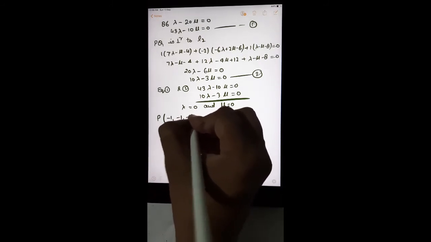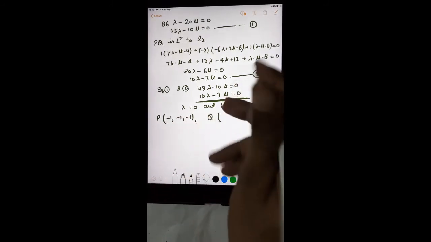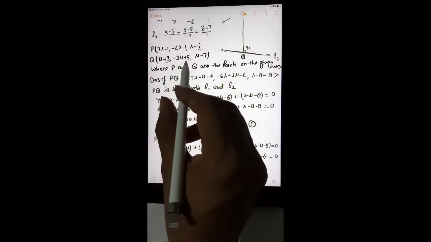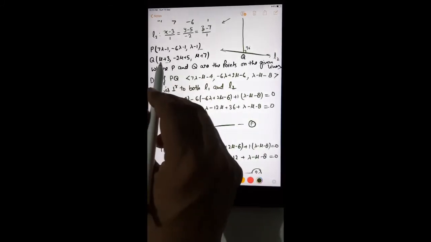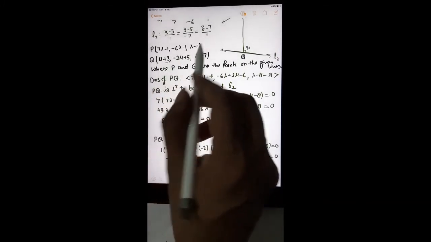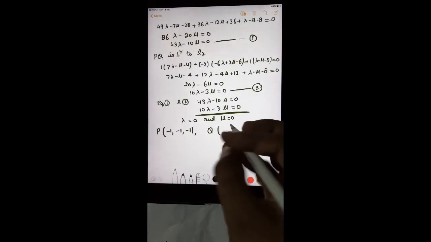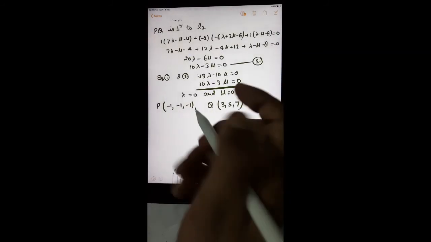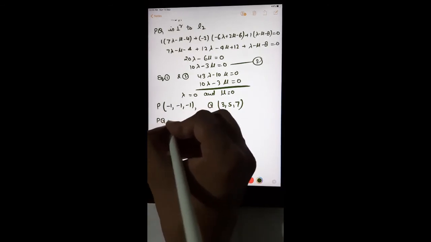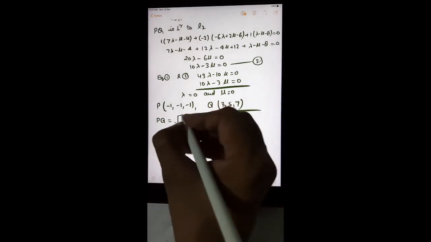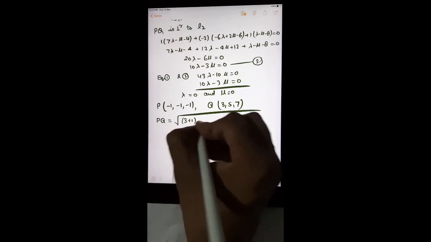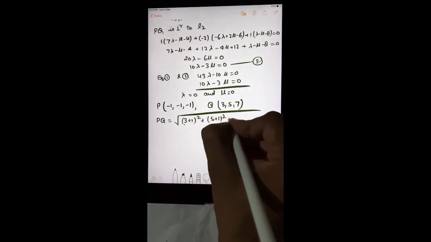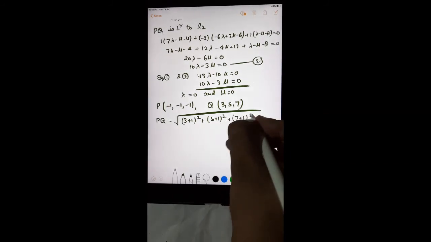And the coordinates of Q we have taken as mu plus 3, minus 2 mu plus 5 and mu plus 7. So mu is 0, so the coordinates will be 3, 5 and 7. So the distance between PQ we can obtain using the distance formula: 3 plus 1 whole square, 5 plus 1 whole square, 7 plus 1 whole square.